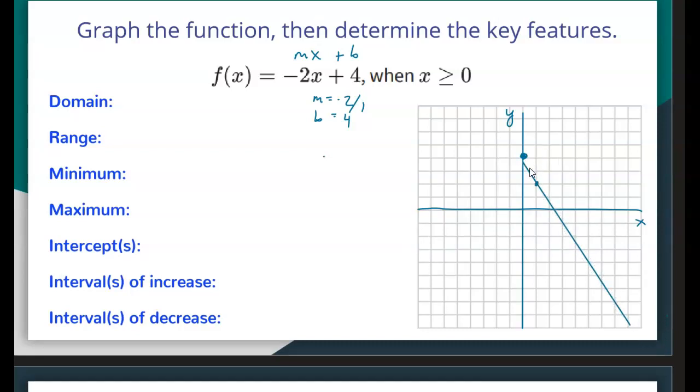Right about there. Well, close. Let's see if we can get this line right on those dots, maybe. Very close. There we go. That's much better.